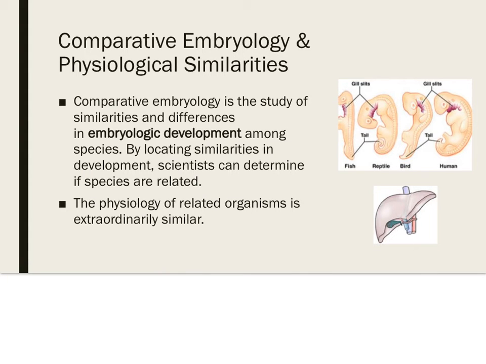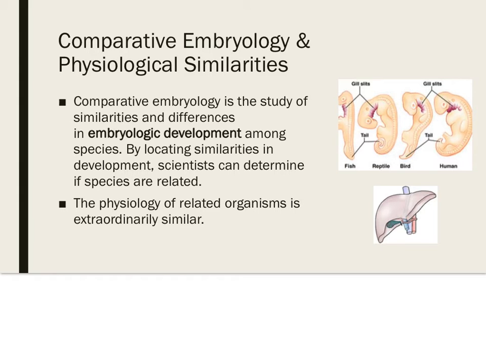All right, comparative embryology is the study of similarities and differences in embryologic development among species. So, to a certain extent, the history of organisms can be seen in the development of embryos. Okay, by locating similarities in development, scientists can determine if species are related, even if only distantly. So, for instance, gills are present in all vertebrate embryos at some stage of development. So, this common feature likely means that all vertebrates are descended from a common fish-like organism.